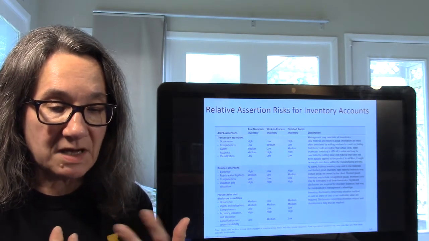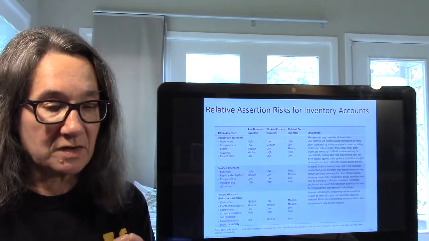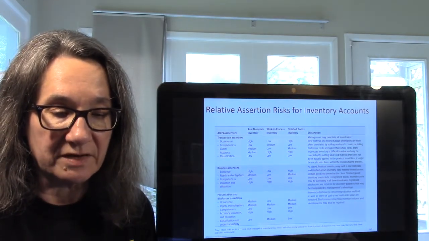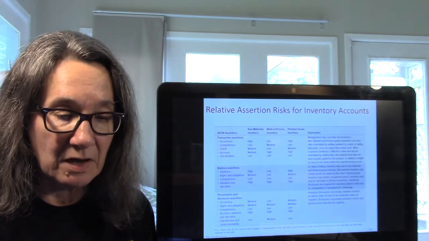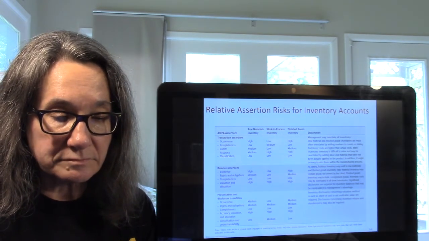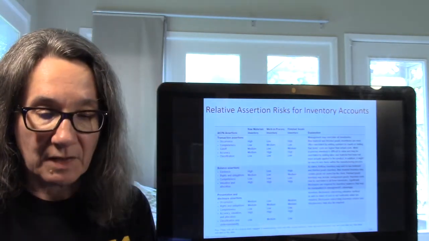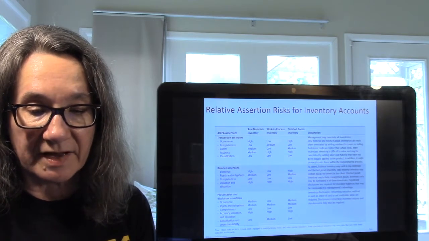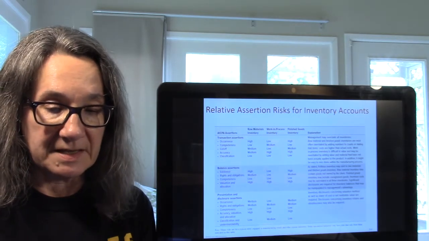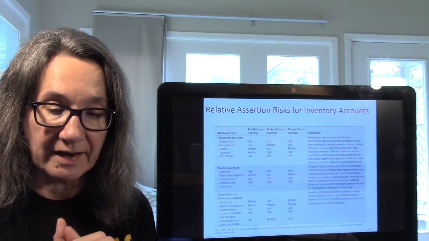So management can tend to overstate inventory. They don't tend to understate. But raw materials and finished goods are much more likely to be overstated. All right, the completeness assertion is very low. They don't tend to want to understate inventories. So when you're auditing, you're wanting to make sure that there's not any fake inventory. That's the big risk, right? Is that in things like raw materials, that they are saying they have raw materials they don't really have.